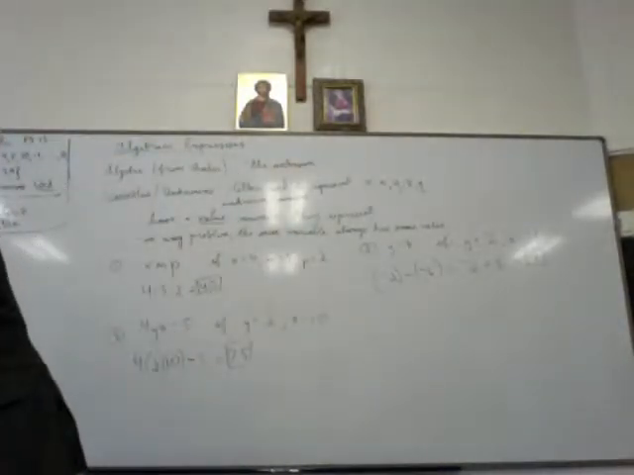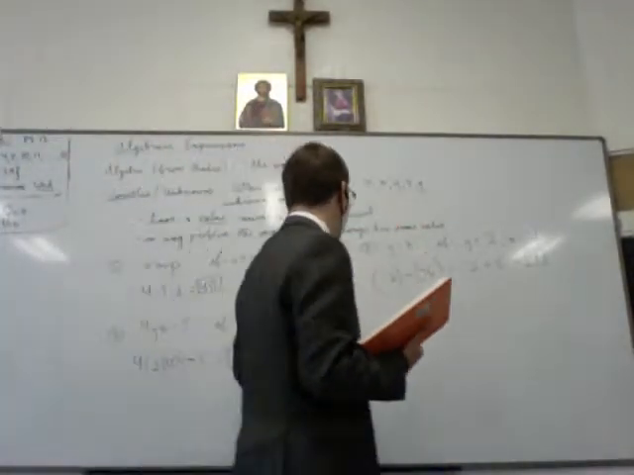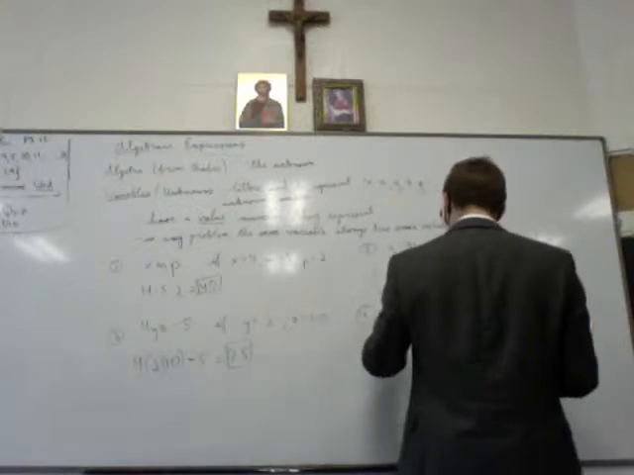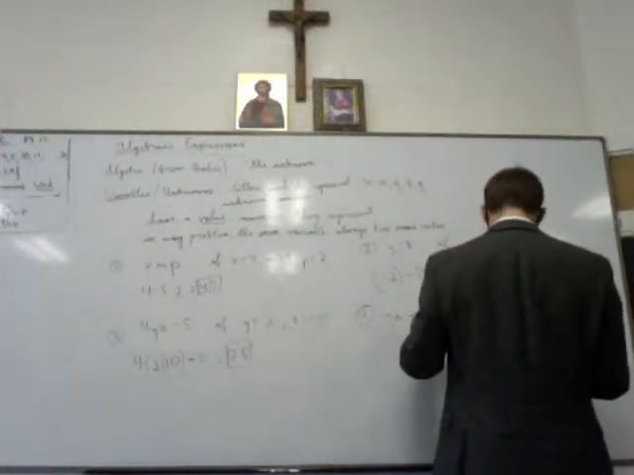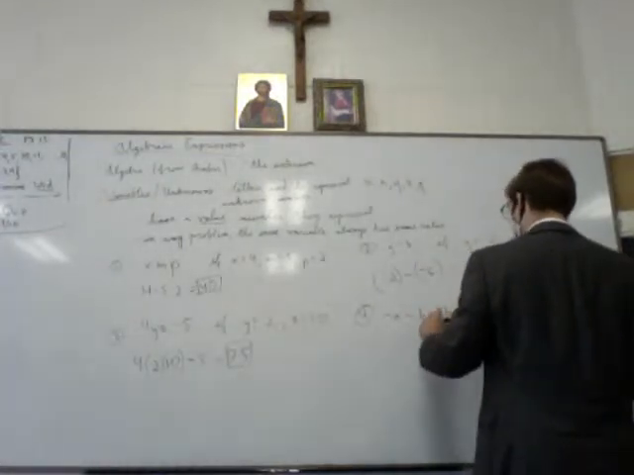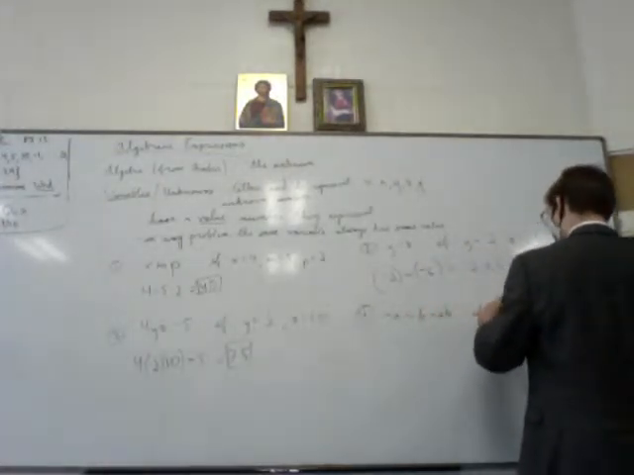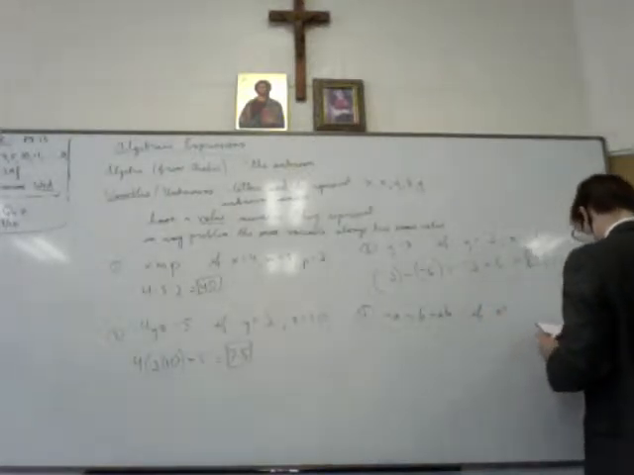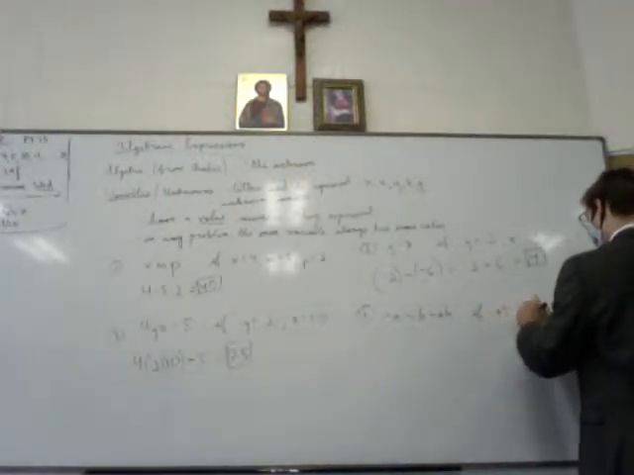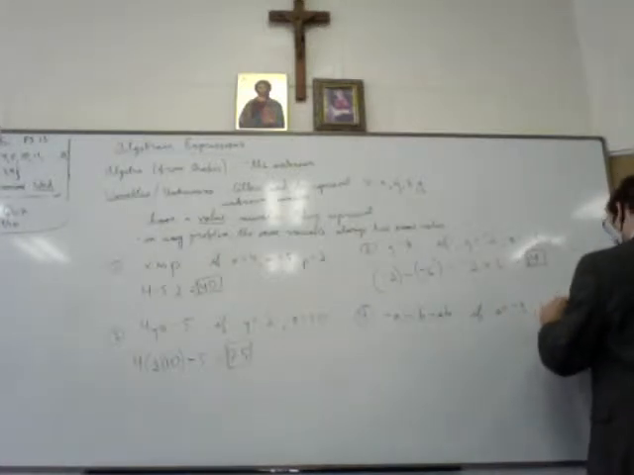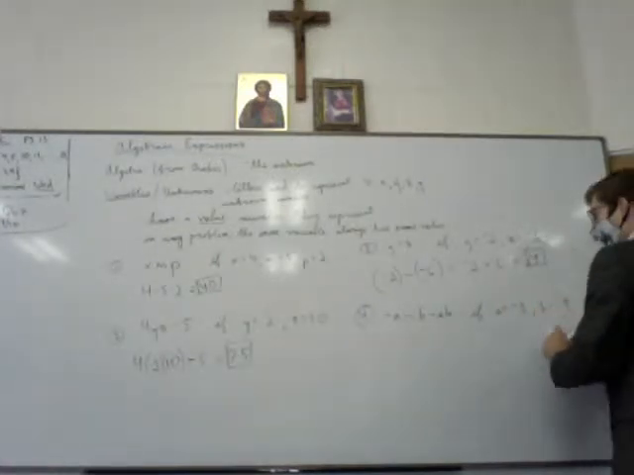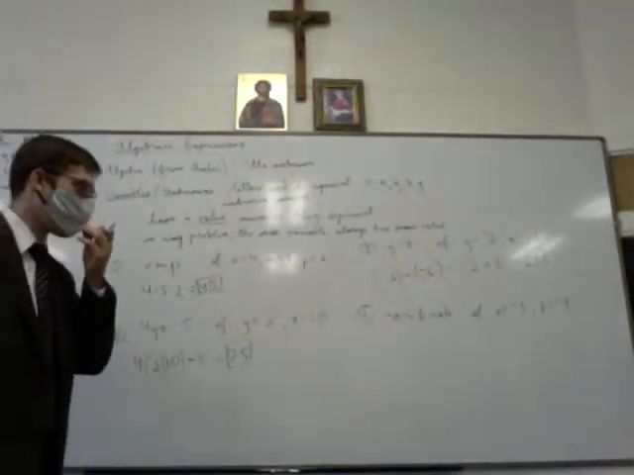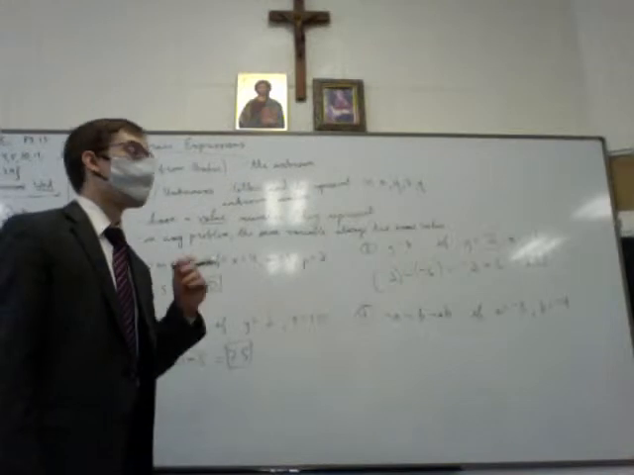Let's do number 4. We got some more negative values here. Now they tell us negative a minus b minus ab, if a equals negative 3 and b equals negative 4. Now, when we rewrite this plugging in these values, what do we want to be careful to do? Put parentheses around them.